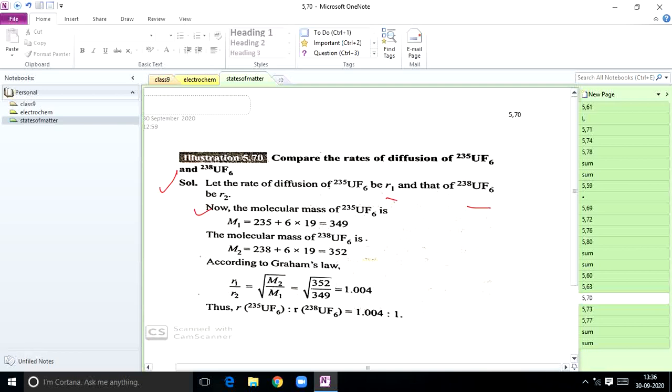So you know the formula, Graham's law: rate of diffusion is inversely proportional to its molecular mass. R1 by R2 is equal to square root of M2 by M1. So finally what will be the ratio? Uranium 235 is to uranium 238, 1.0004 is to 1. So very easy sum.